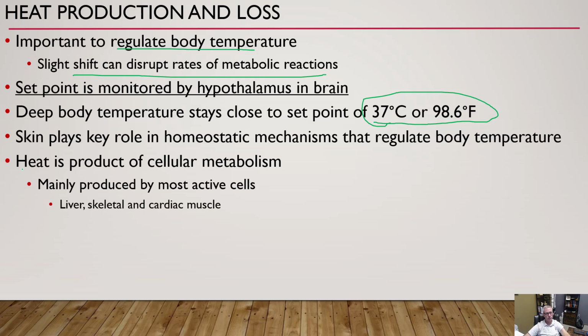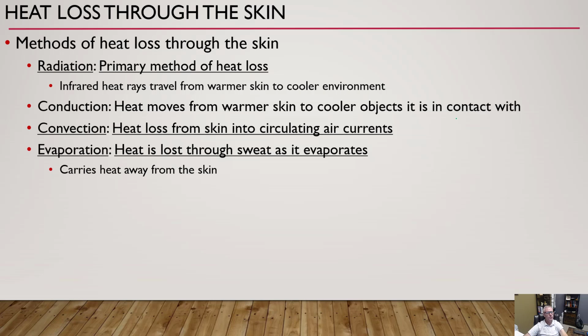I've said several times that when we do cellular respiration or we break down ATP, we're going to produce heat. If you get a little bit cold, you're going to shiver. Shivering breaks down ATP. And that heat can get distributed through your body through your cardiovascular system, and then hopefully you warm up a little bit. All right, so we have 4 ways that we lose heat through our skin: radiation, conduction, convection, and evaporation.